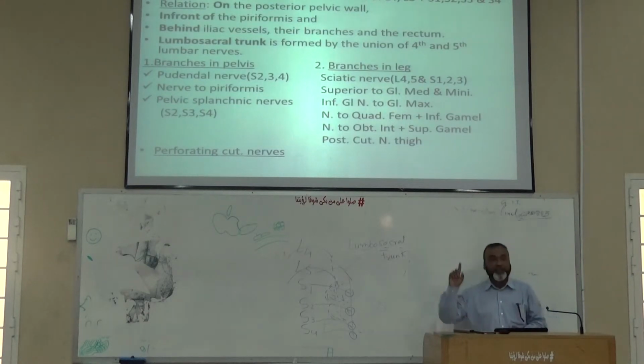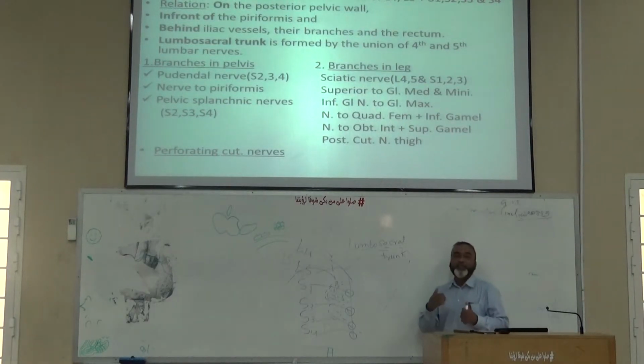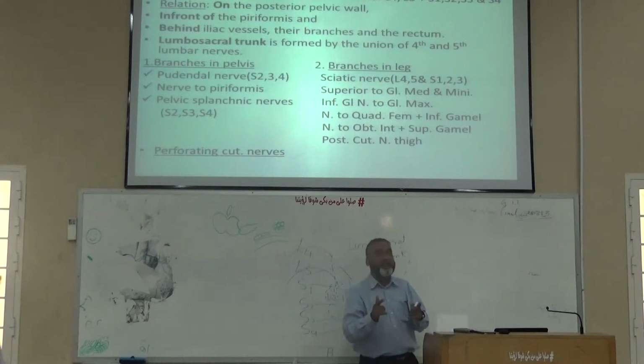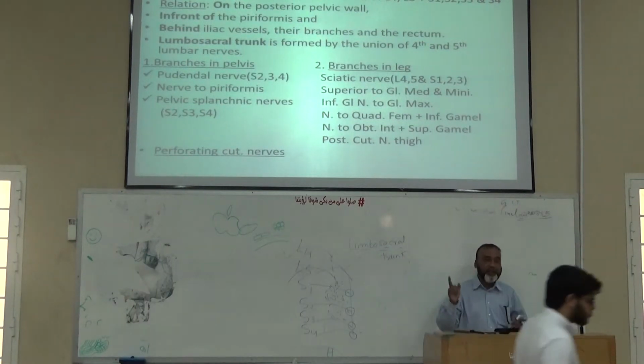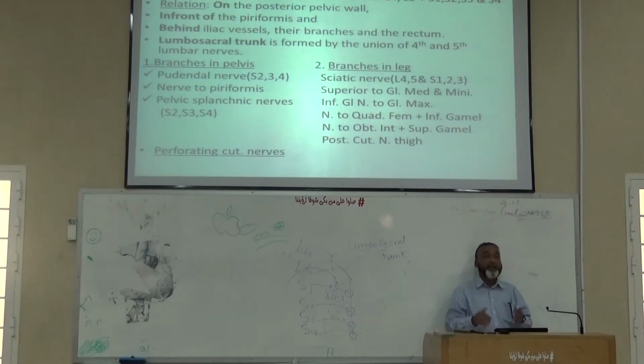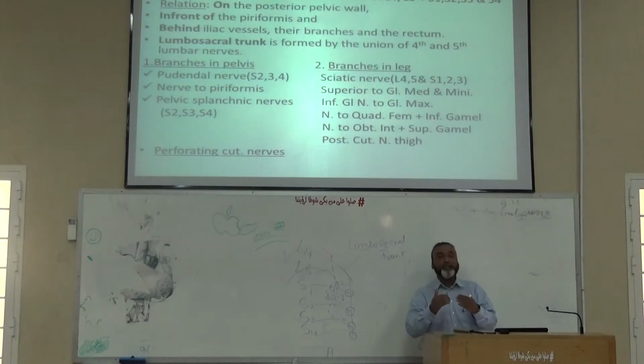If you see the relations, it is lying on the posterior pelvic wall, behind it, in front of the piriformis muscle. And what is anterior to this? It is the internal iliac vessels, plus there is also the organ named the rectum. So it is related anteriorly to the internal iliac vessels and the rectum, while posteriorly to the piriformis muscle. Clear?